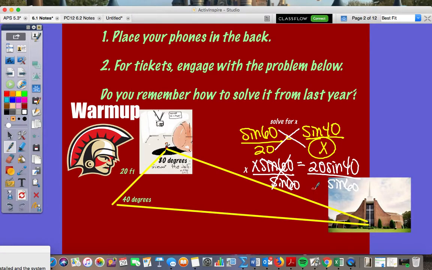Sine of 60, and we rock and roll. Could someone real quick make sure you're in degree mode: 20 sine of 40, and then divide that by sine of 60. Tell me what you get. 14.84. Great. Thank you, Audrey. Give yourself 2 on that. 14.84. So Coach Jay hit this thing 14.84 feet.